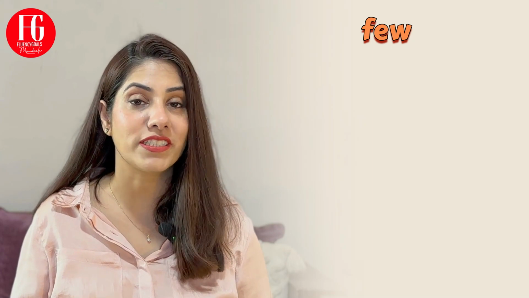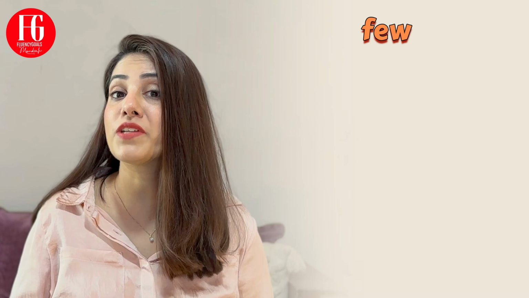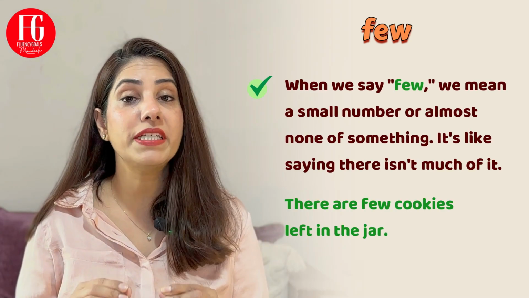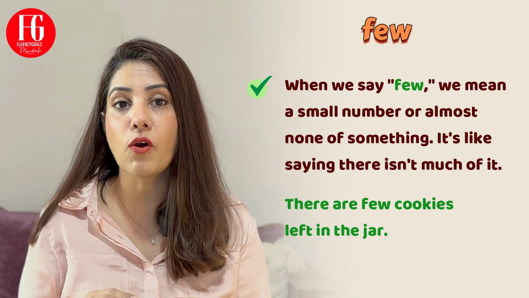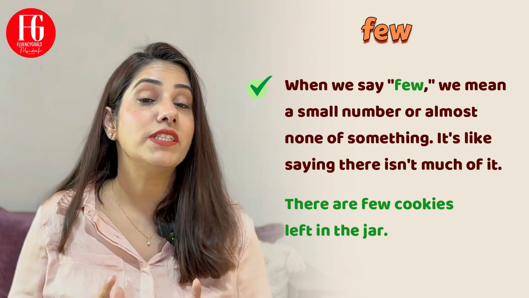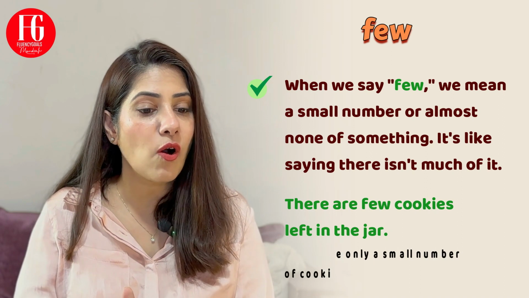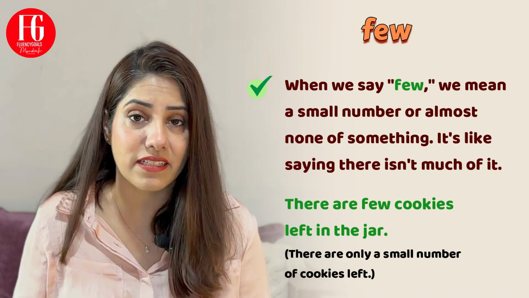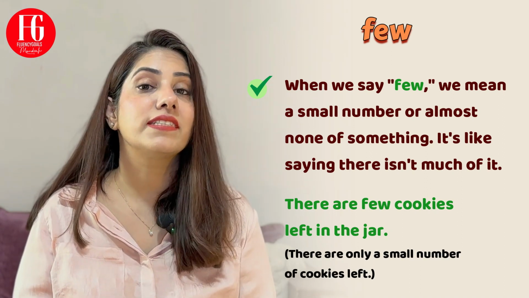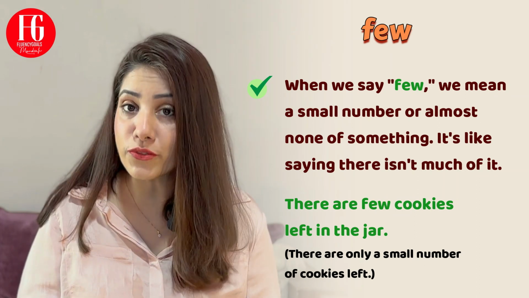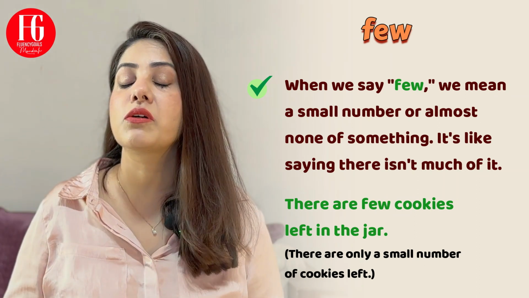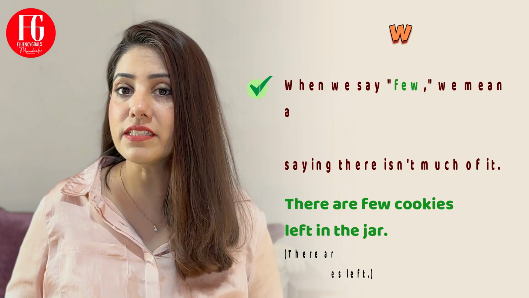Now let's learn the difference between the usage of few, a few and the few. Few is used with plural countable nouns and it usually indicates a small quantity of something. Now, when do we use few and when do we use few with the article, a few or the few? When we say few, we mean a small number of something, almost none of something. When you say few, you mean almost nothing is there. There are few cookies in the jar. When I say few cookies in the jar, it means there are almost no cookies left in the jar.